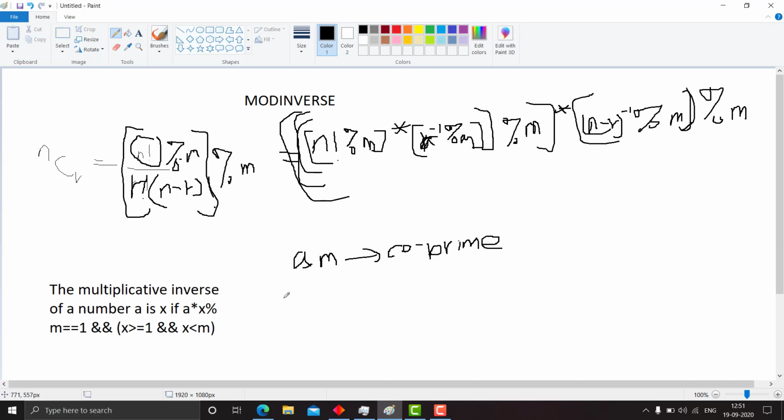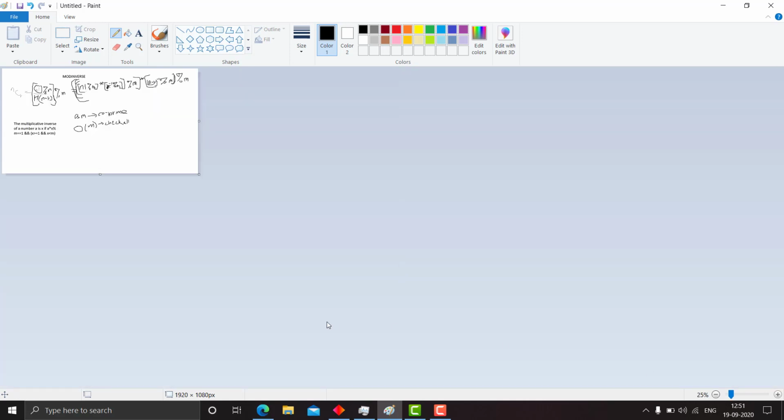So this is a naive approach, O(m) time, checking all numbers. Now I will show you one more approach, and then I will show you the final approach which is useful in competitive programming.